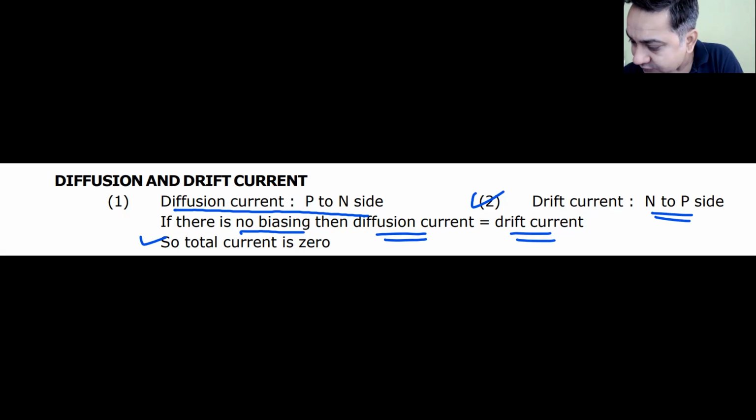Please note it down. Diffusion current and drift current. Diffusion current is from P to N side. Drift current is from N to P side. We just need to understand this.